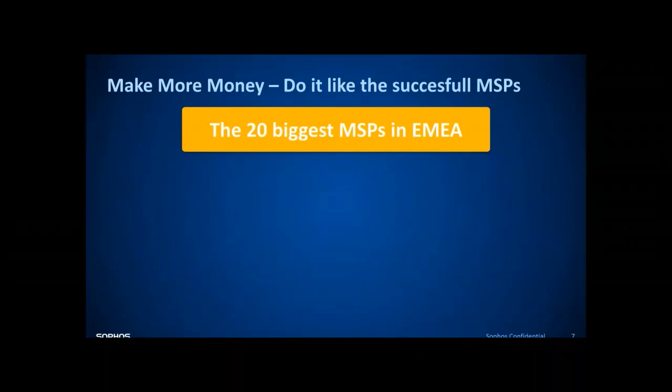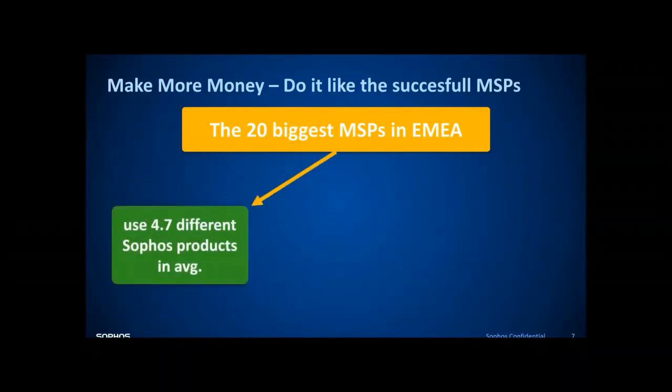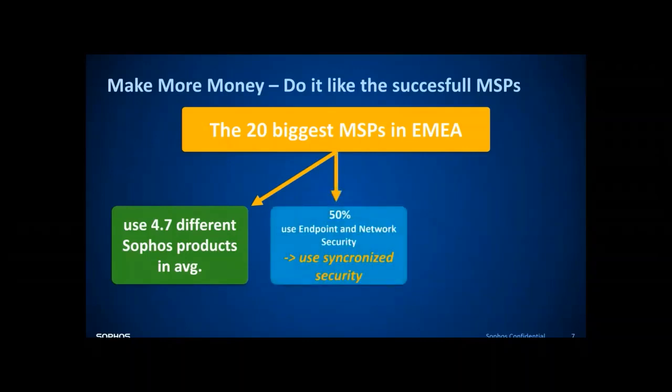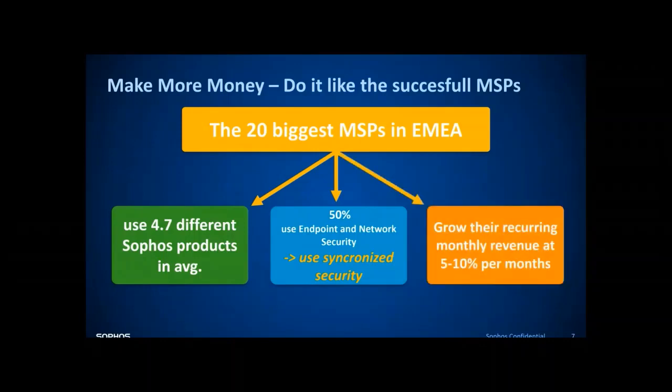And look at what the most successful MSPs of Sophos are doing right now in NEEMEA. They use 4.7 different Sophos products on average. So they're using the portfolio to their advantage. Already 50% of them use endpoint and network security. So they're using our synchronized security technology to automate responses. And the result is they grow their revenue monthly by 5 to 10%. So that's a huge and fast growth over time.